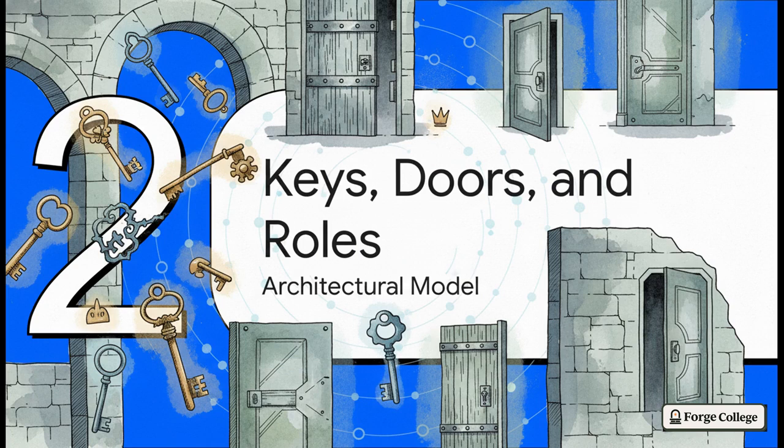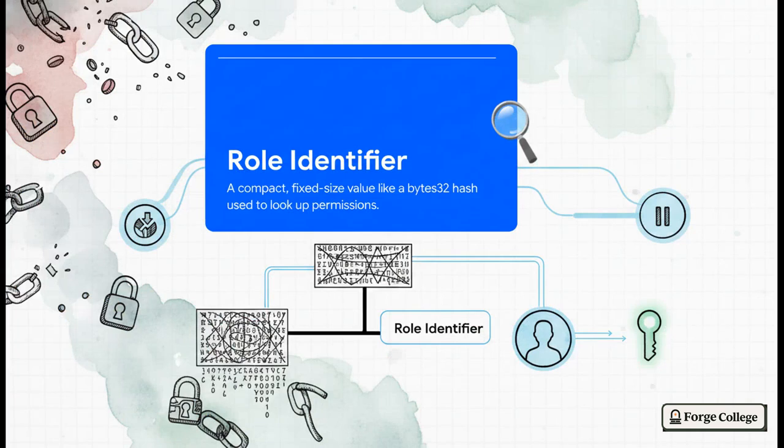This is our architectural mental model. Because to truly master this pattern, before we write any code, we've got to understand how permissions actually work under the hood. In access control, we don't just rely on implicit trust or hard-coded addresses. No way. We use roles. These are named permission sets for specific actions. Think of a minter or a pauser.